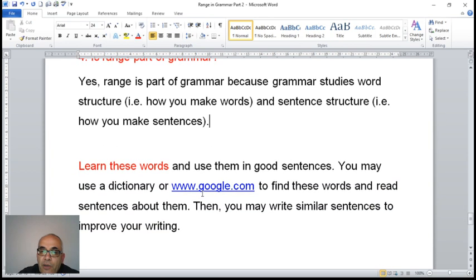Learn these words and use them in good sentences. You may use a dictionary or www.google.com to find these words and read sentences about them. Then you may write similar sentences to improve your writing.